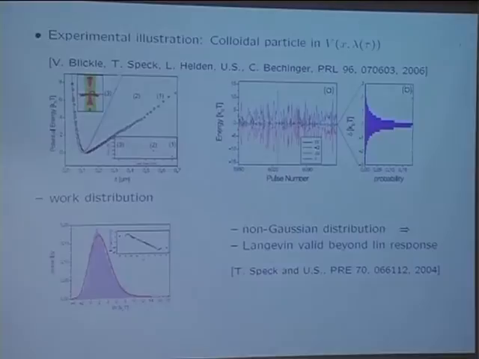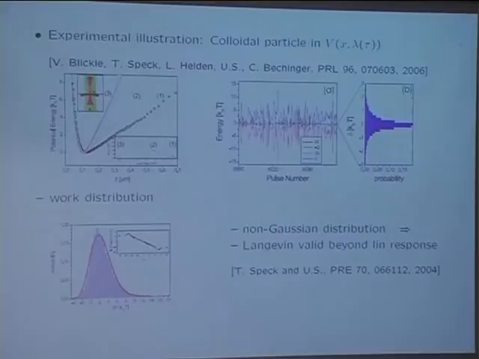Second insight from this experiment. I said that previously, before this experiment, people only looked at harmonic traps, and there the work distribution is always Gaussian. This you can prove for any speed. But here, at least those sitting in the front, you should see that this curve here is visibly non-Gaussian. And what do we plot here? So the gray stuff are the experimental data. This is the distribution of work, let's say, after, I think, 20 periods.